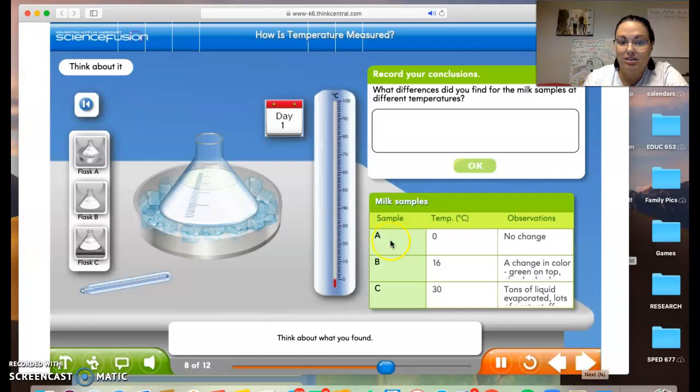Think about what you found. What differences did you find for the milk samples at different temperatures? Type your answer in the box, then click OK.